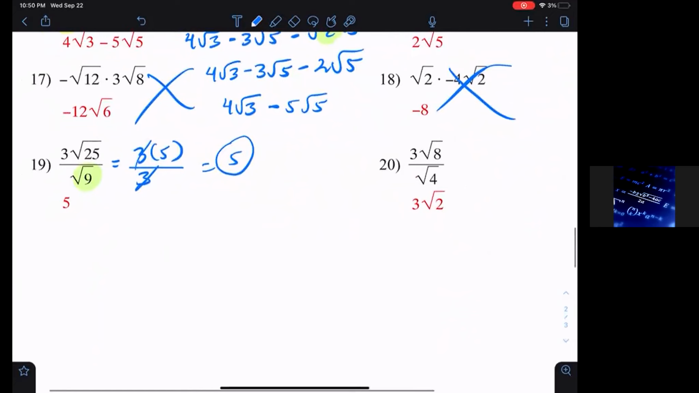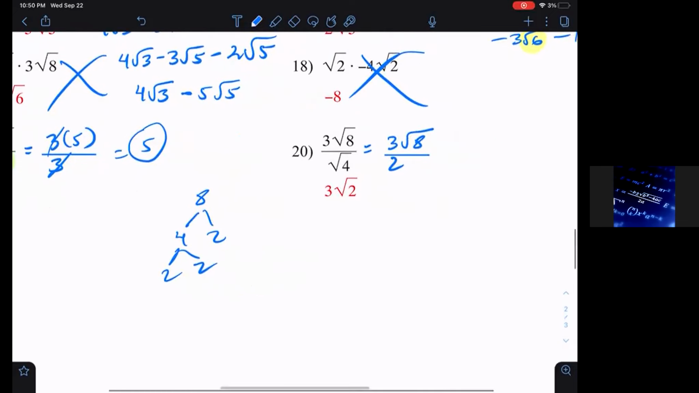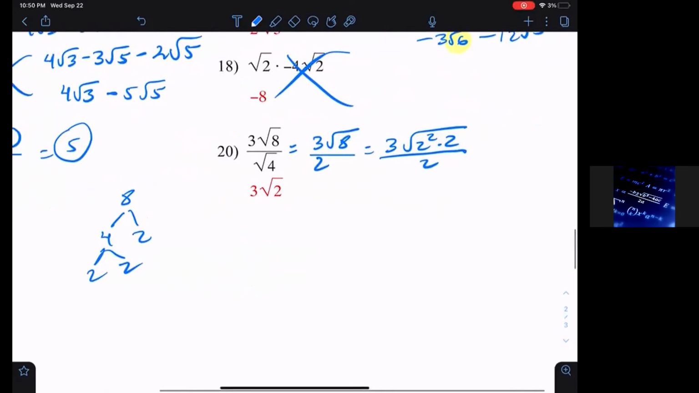Now this one, same thing. What is the square root of 4? 2, right? The only thing you need to simplify is the numerator. So you can think about the prime factorization of 8 is 4 and 2. The prime factorization of 4 is 2 and 2. So this is going to be 3, 2 squared times 2 over 2, right? And then this comes out to be, well, this 2 to the second power, it can go evenly, right? Because look at the exponent. The exponent here is 2.